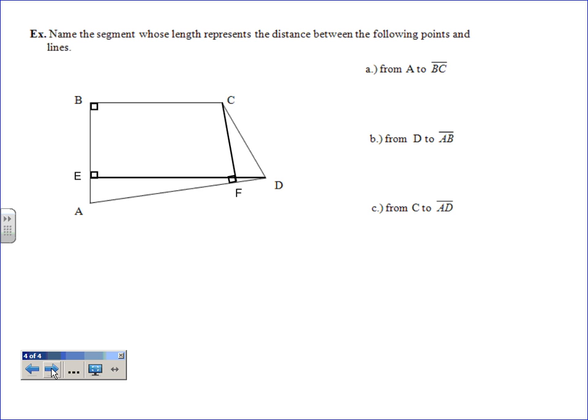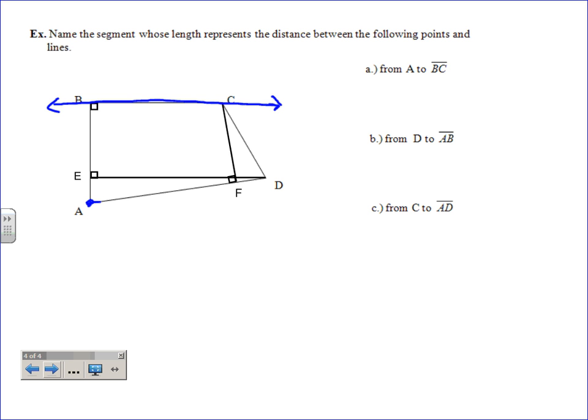The picture is getting a little bit more complicated. It says name the segment whose length represents the distance between the following points and lines. We'll do one together. What I'm looking for is the actual segment. These directions are basically telling you it's there already. You just have to tell me what its name is. Okay? And so it's saying get from A to BC, this first one here. So let's find A. All right, there it is. And this one up here is BC, correct? Again, I'm just doing that so it really highlights what I want. Okay? So which one represents the distance?